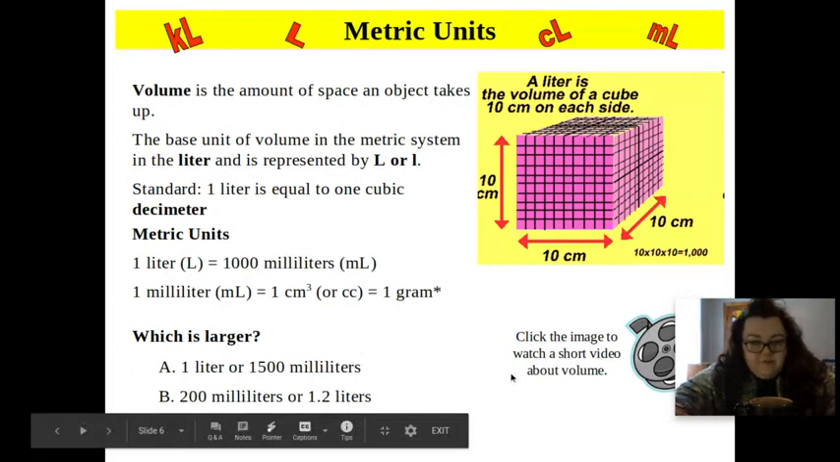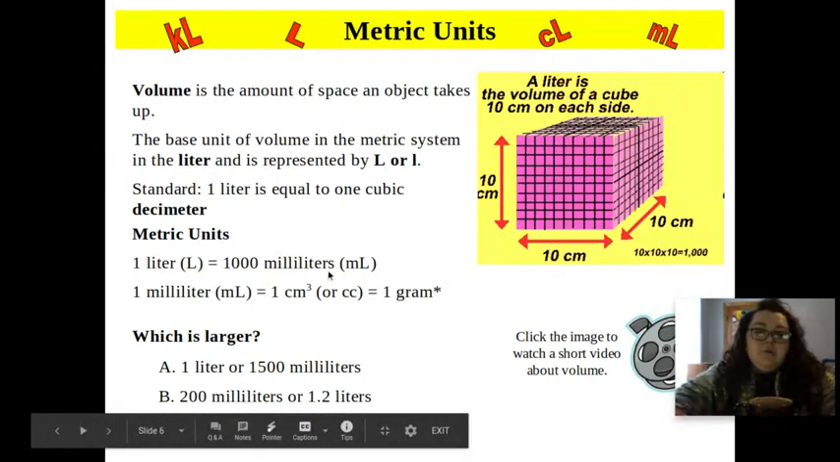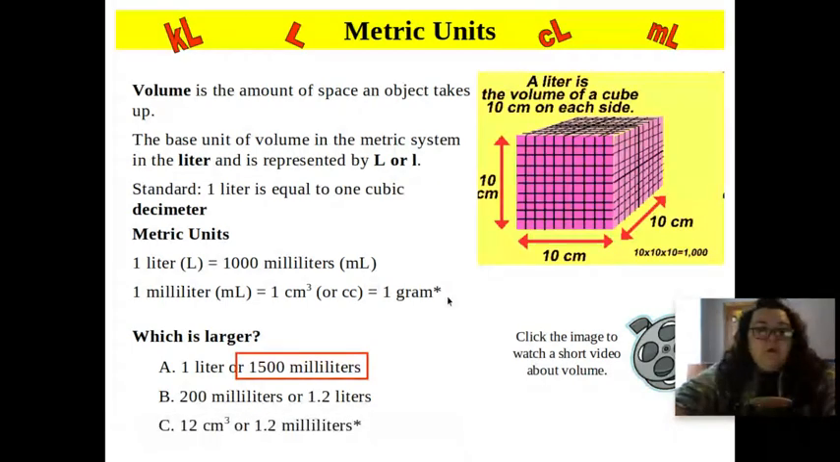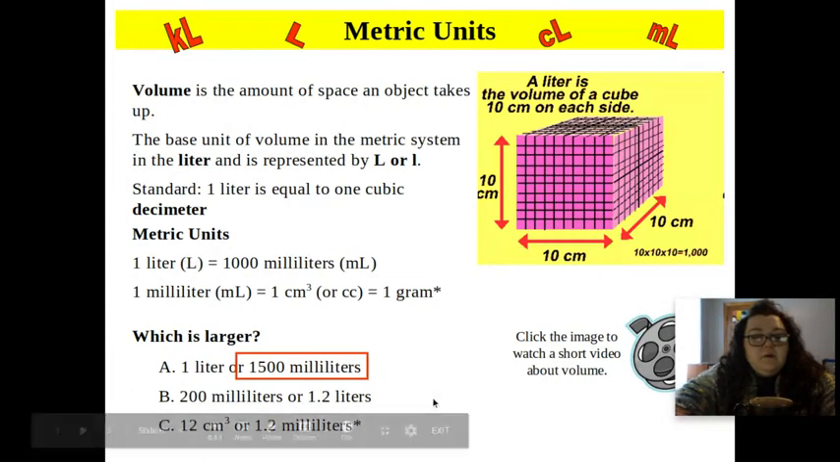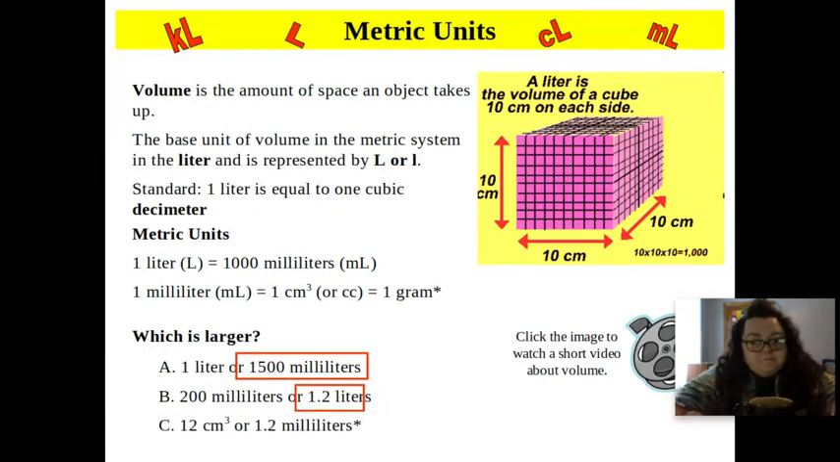So which is larger? Let's play this little game again. A liter or 1,500 milliliters? Well, if we go up here, you can see that 1 liter equals 1,000 milliliters. So clearly the 1,500 milliliters is going to be larger. The next one, 200 milliliters or 1.2 liters. If we look up here, we know that there's 1,000 milliliters in a liter. So if there's more than 1 liter and we only have 200 milliliters, the 1.2 liters is going to be more.